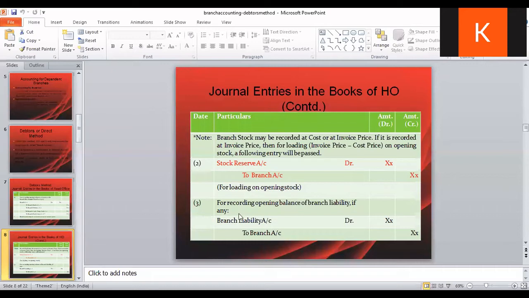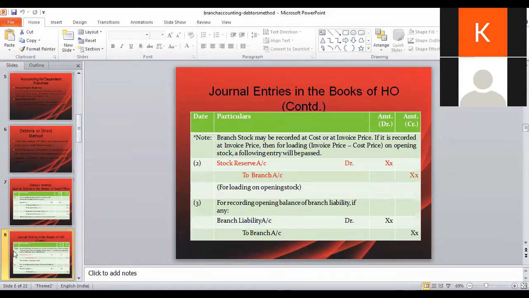Okay, everyone. The next entry is for recording opening liabilities. You simply have to pass this entry: all liabilities debit to branch account. Is this part clear, everyone? The entry for recording opening liabilities is branch liabilities. That liability may be your creditors, or your outstanding expenses. Whatever liabilities are there as opening balance, we have to write on the debit side in this entry, and credit it to the branch account. Is this part clear, everyone?